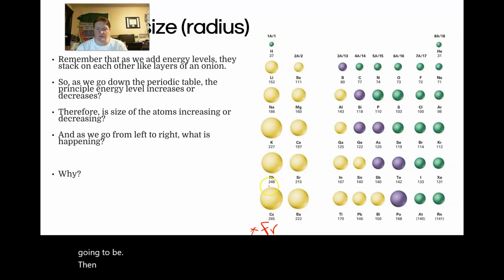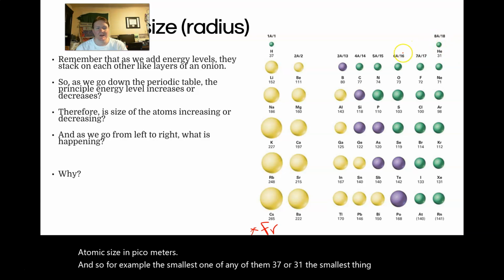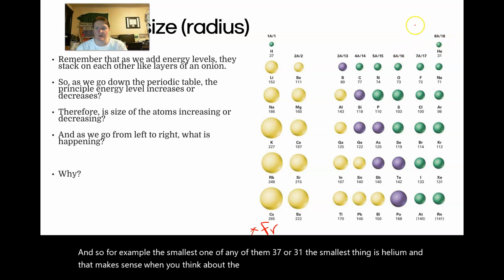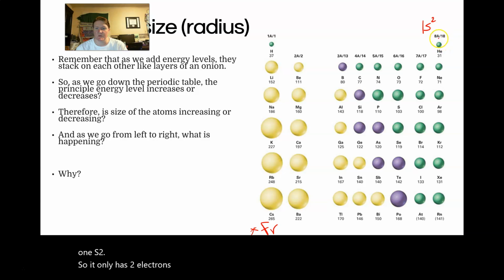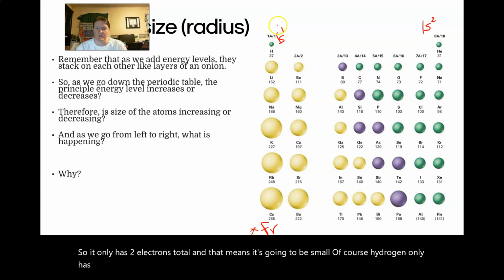So these numbers represent atomic size in picometers. For example, the smallest one of any of them, 37 or 31, is helium. And that makes sense when you think about the atomic orbitals, right? Because helium is just 1s2. So it only has 2 electrons total, and that means it's going to be pretty small. Of course, hydrogen only has 1 electron total, and it's a little bit bigger. The reason for that is a phenomenon we call effective nuclear charge. We'll go into that in a second.